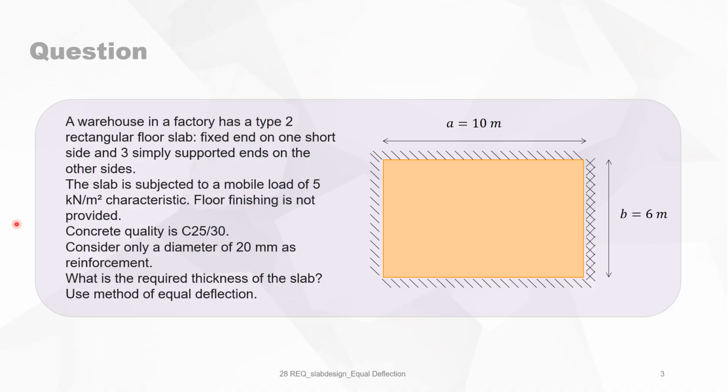A warehouse in a factory has a type 2 rectangular floor slab, which means fixed end at one short side and 3 simply supported ends on the other side. This slab is subjected to a mobile load of 5 kN per square meter characteristic. The floor finishing is not provided.